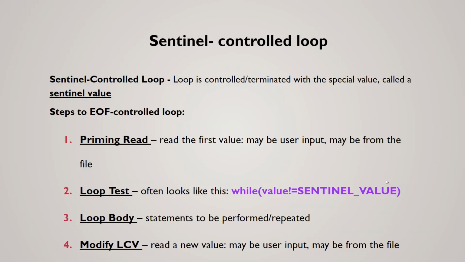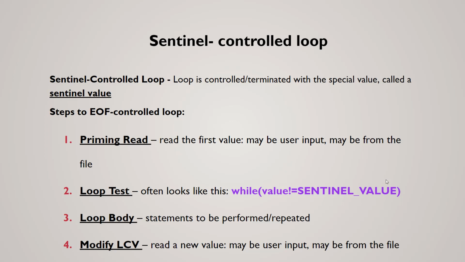Okay. Next, our sentinel controlled loop. Don't let this intimidate you at all. It is just a loop that is controlled by a special value. This is still our loop control variable, but we call it a sentinel value because everything depends on this sentinel value. Everything, we're not counting because then that would be a count control loop.